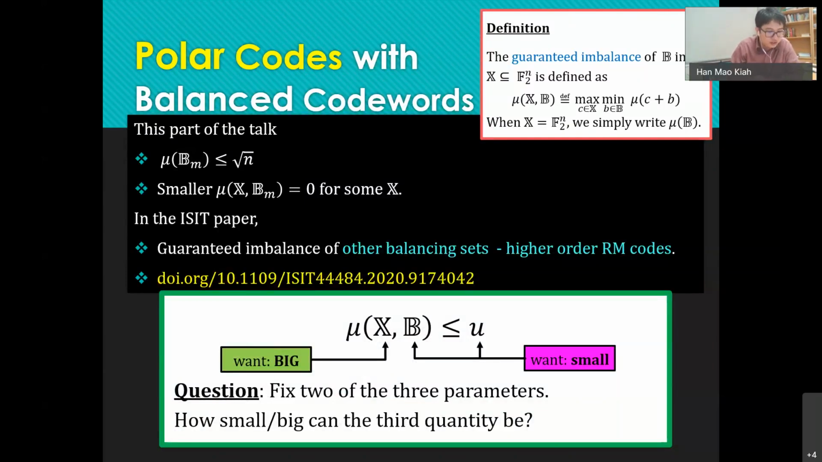We have this quantity, the guaranteed imbalance, which is determined by two parameters: X, the space, and B, the balancing set. And we have a trade-off. On one hand, we want X to be big. On the other hand, we want B and also the value U to be small. So the fundamental question we are looking at is: if we fix two of the three quantities over here, how big or how small can the third quantity be? Unfortunately, this is still largely unresolved.